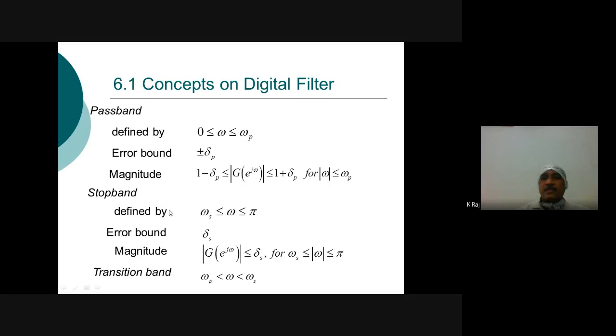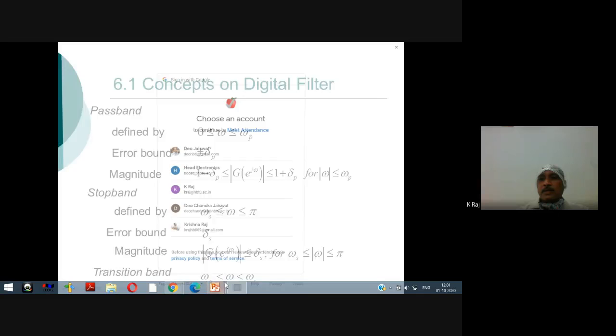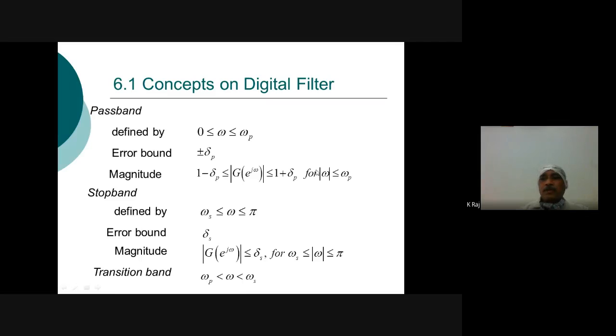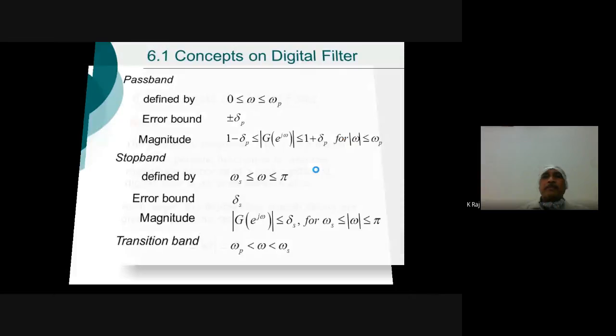Similarly, we can describe the stop band. It is defined in the frequency range omega s to pi, and the error bound in this band is delta s, and the magnitude, that is the mod of G(e^jω), is less than or equal to delta s, where delta s is the stop band ripple, and it exists for mod of omega between omega s and pi. The transition band exists from omega p to omega s. That is, omega s minus omega p is described as the transition band.